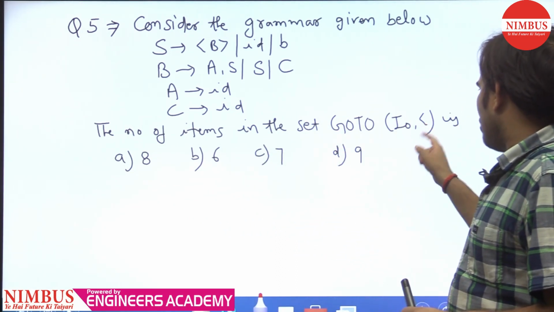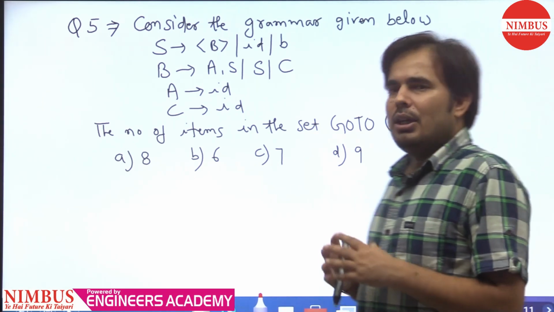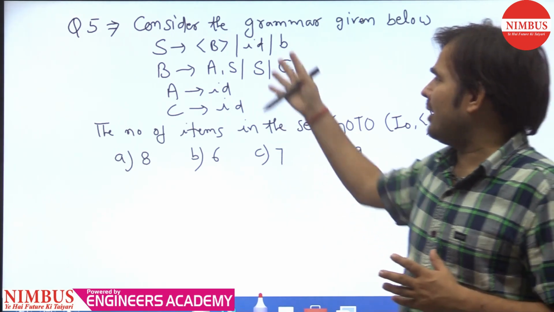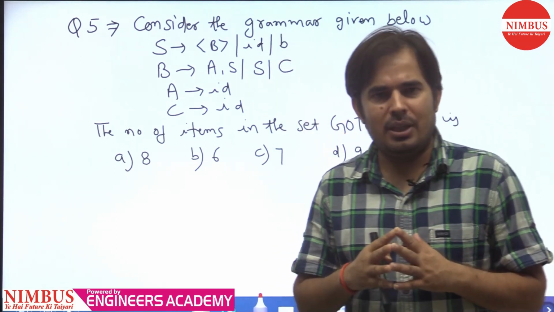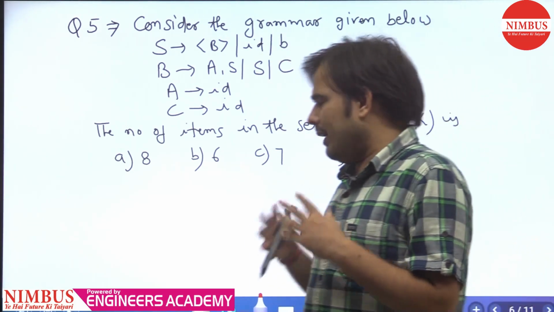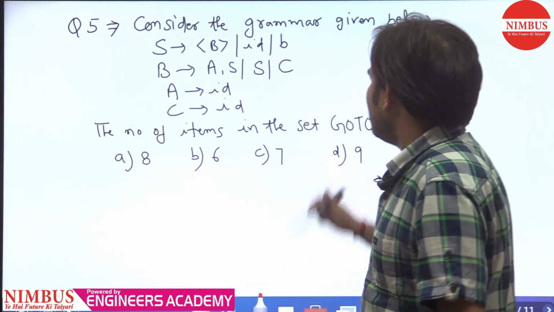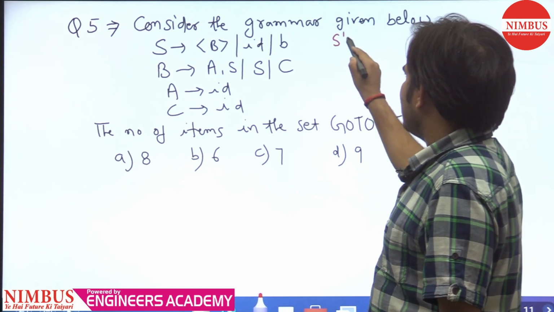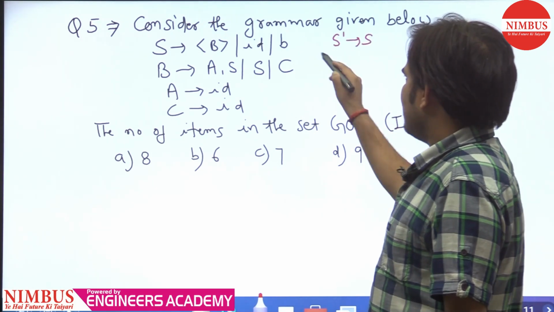Okay, to calculate the canonical set of items, first we need to make the given grammar an augmented grammar. So what is the augmented grammar? You need to add this production also, S dash tends to S. This is the augmented grammar.